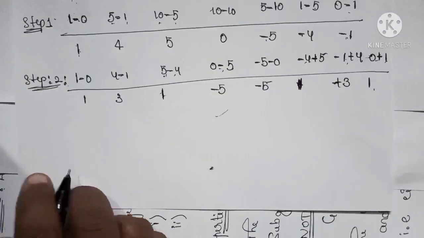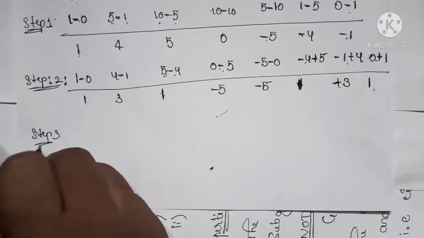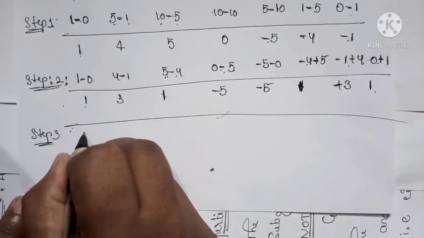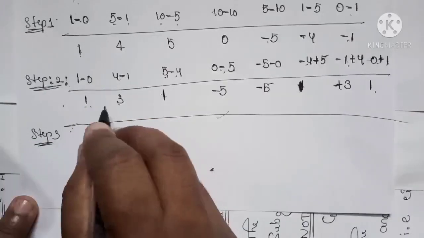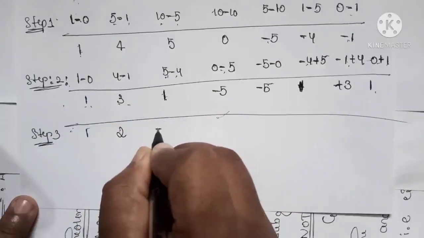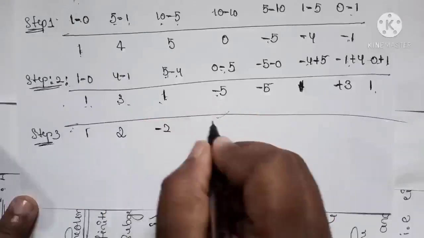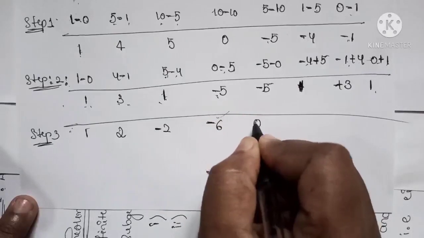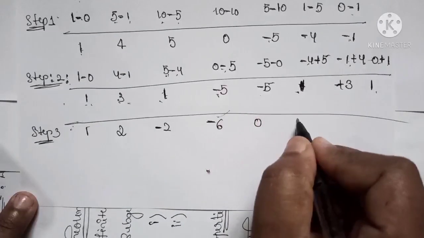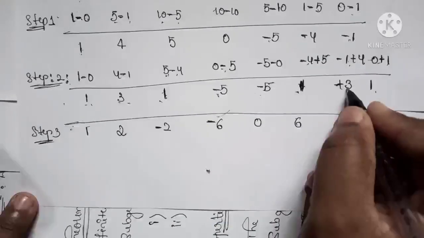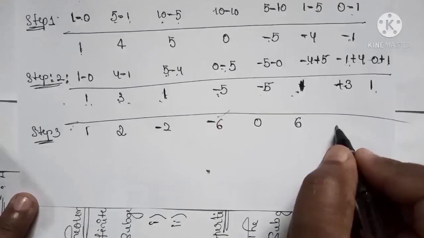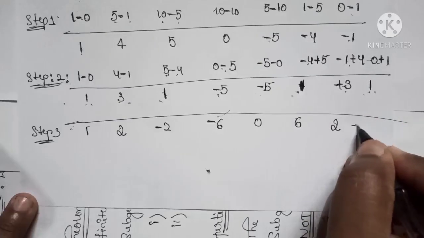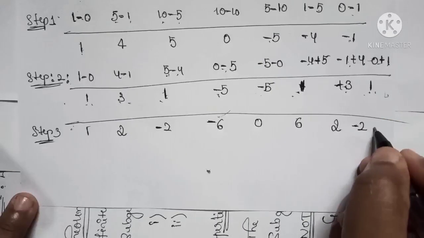So therefore in step 3, here we get directly 1 minus 0 equals 1, 3 minus 1 equals 2, 1 minus 3 equals minus 2, minus 5 minus 1 equals minus 6, minus 5 plus 5, minus into minus plus, we get 0, 1 minus 5 equals minus into minus plus 5 equals 6, 3 minus 1 equals 2, 1 minus 3 equals minus 2, and next 0 minus 1 we get minus 1.